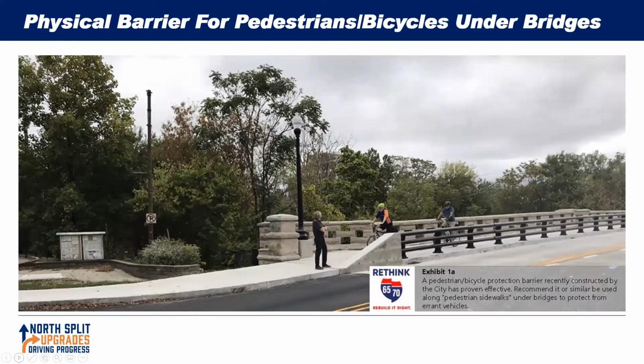Another comment that we received, and we received a number of variations of this comment, was to add a physical barrier between the pedestrian and bicycle traffic and the motorized vehicle traffic underneath the bridges along the local streets. This graphic was provided by the Rethink 65/70 Coalition. I think this is the Central Avenue Bridge, but it just kind of shows the graphic of what the intent of the comment was. There is that barrier between the bicyclists and the road.